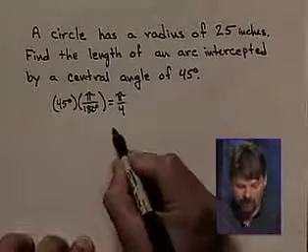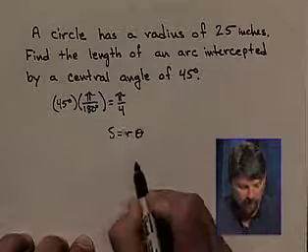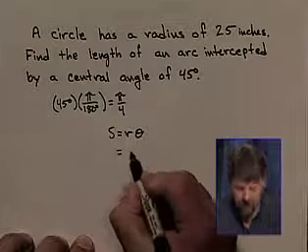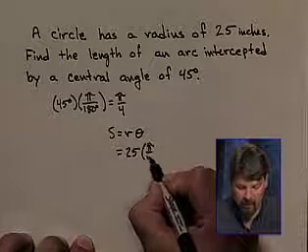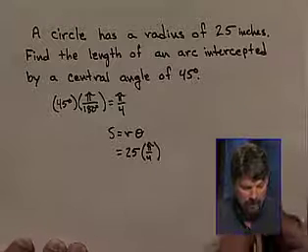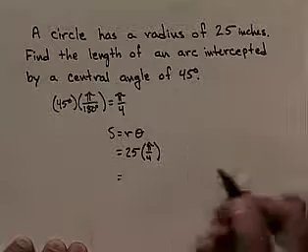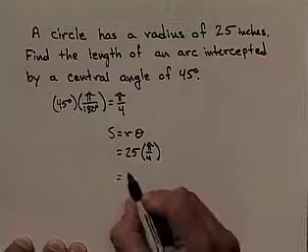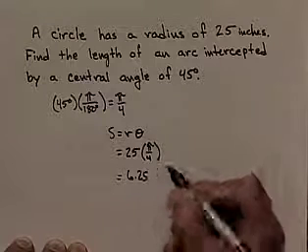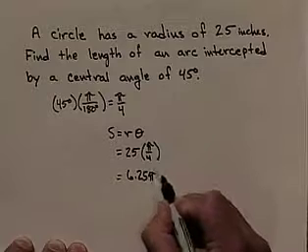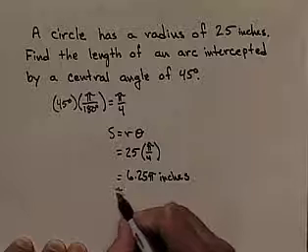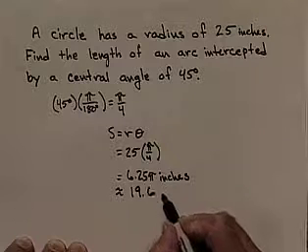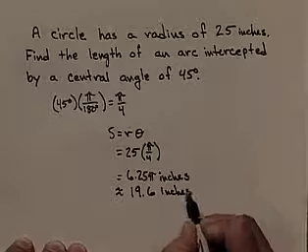Now, the formula is S equals r theta. So in this problem, we were given that r is equal to 25 inches, and theta is pi over 4 radians. And if we simplify this or use our calculator, we get 6.25 pi inches. And this is approximately equal to 19.6 inches. All right, now it's your turn to try a problem.